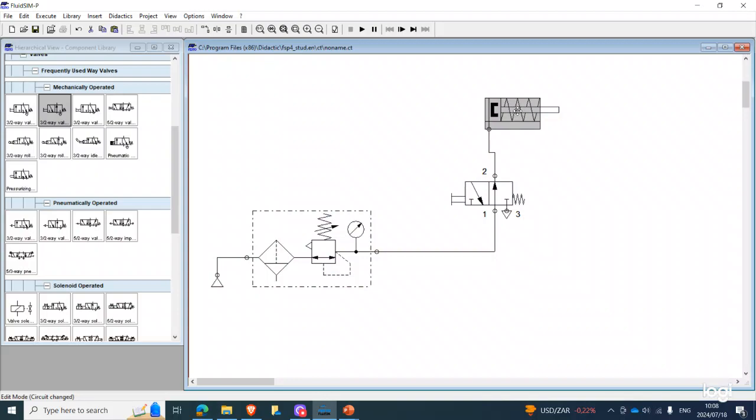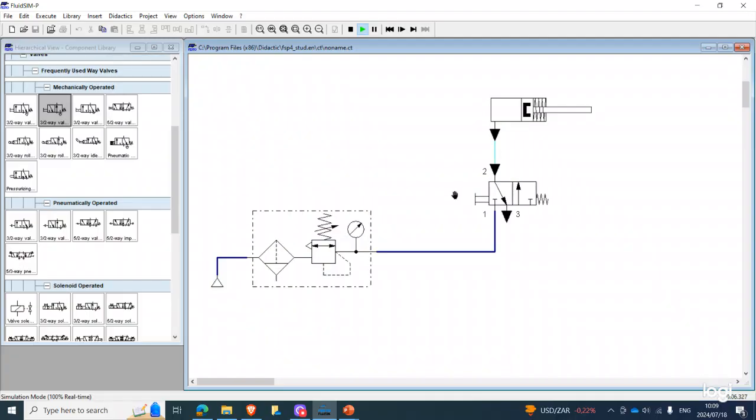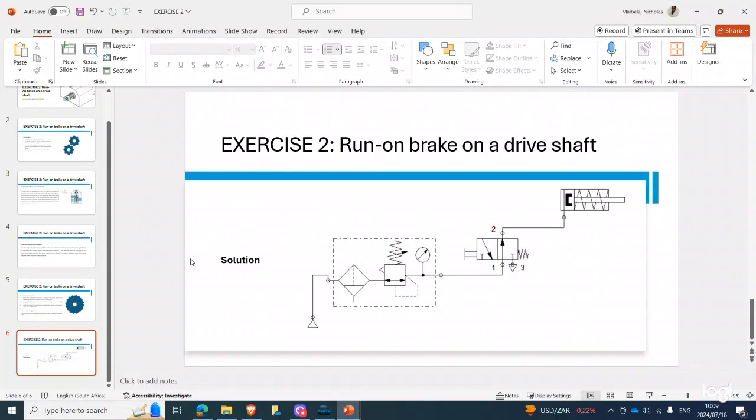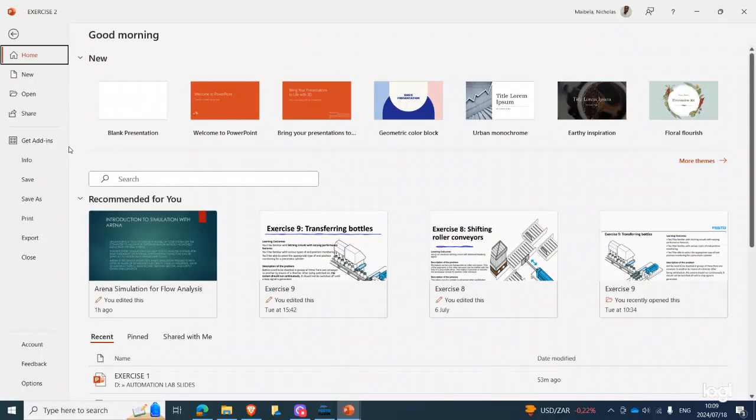So now if we simulate our circuit, you can see our initial position of the cylinder is at an advanced position, right? And then at a point where we press the normally open 3-2-way valve, that's when the cylinder retracts, and if I hold it down, it will stay retracted until I release it, right? So that's our exercise number 2, right? So now moving on to exercise number 3.